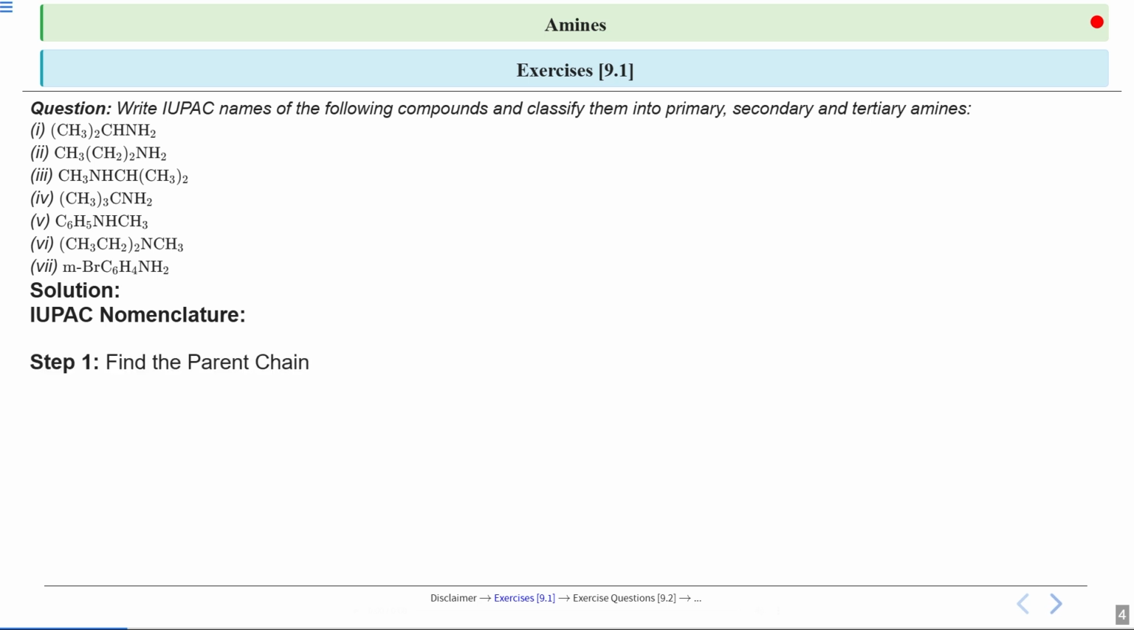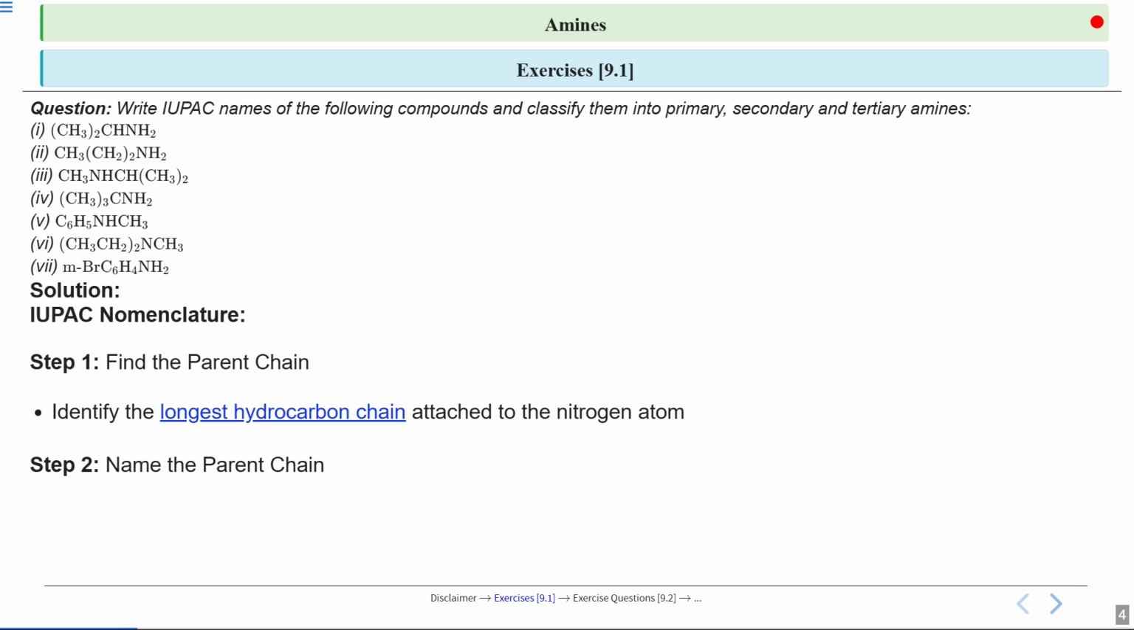Step 1 is to identify the longest carbon chain in the molecule as the parent chain. That means to name an amine, identify the longest hydrocarbon chain which is attached to the nitrogen atom. Step 2, you have to name the parent chain as an alkane. Suppose it contains 2 carbon atoms, it will be ethane. If it contains 3 carbon atoms, it will be propane. So you have to name this chain in this manner.